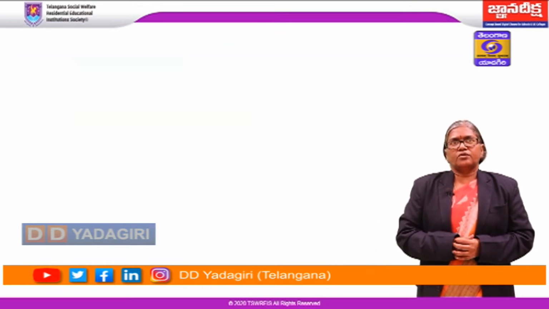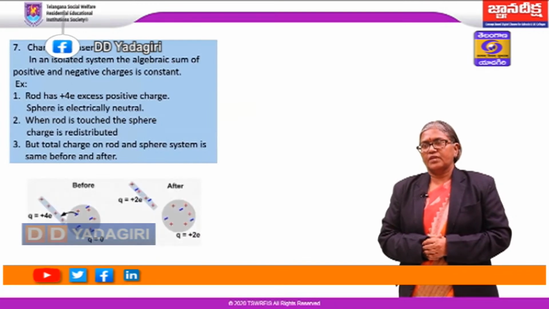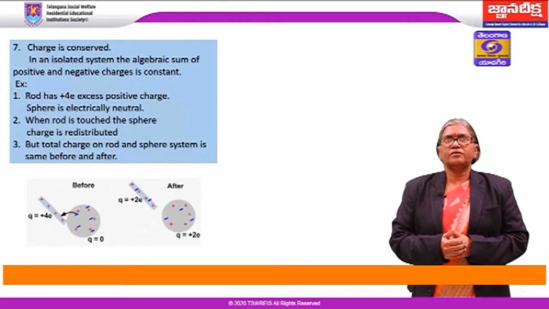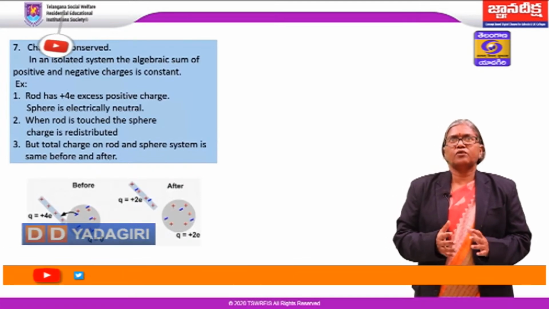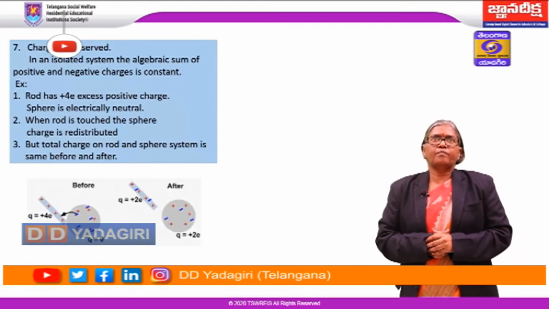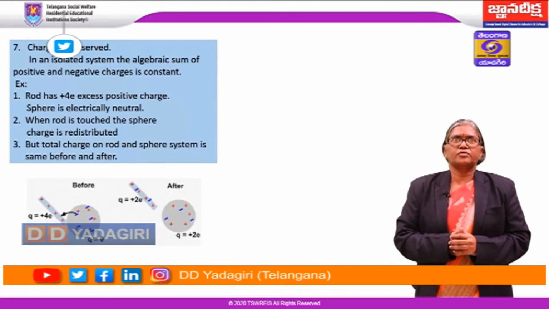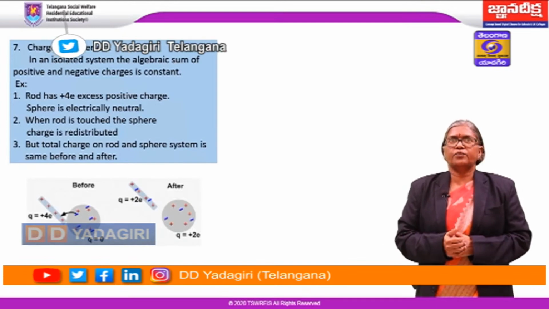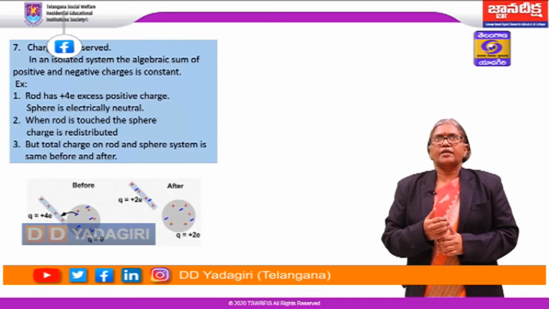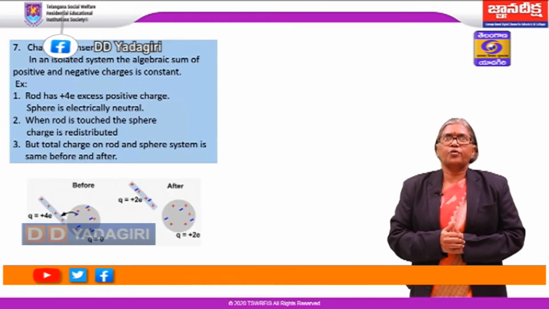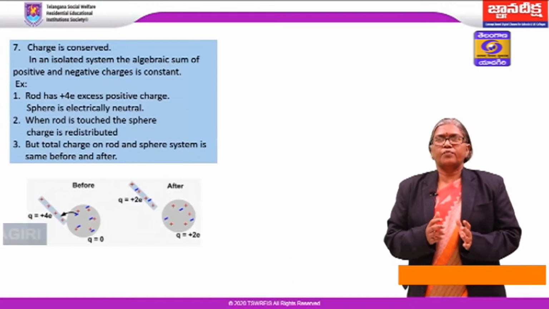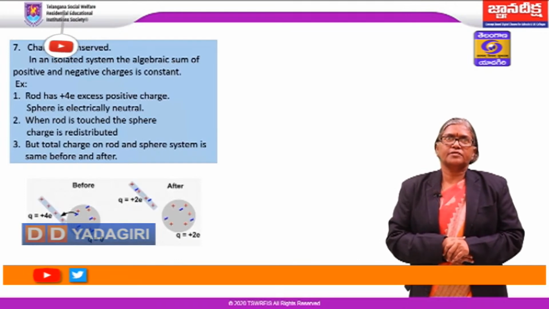The next property of the charge is conserved. In an isolated system, the algebraic sum of positive and negative charges is always constant. In the given example, the rod is having a charge of plus 4 electrons, excess positive charge. Sphere is electrically neutral. When rod is touched, the sphere charge is redistributed, but total charge on rod and sphere system is same before and after the process.